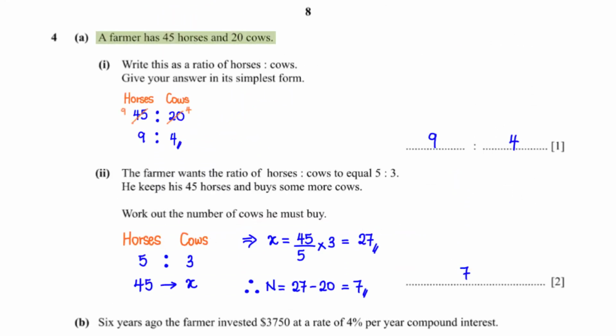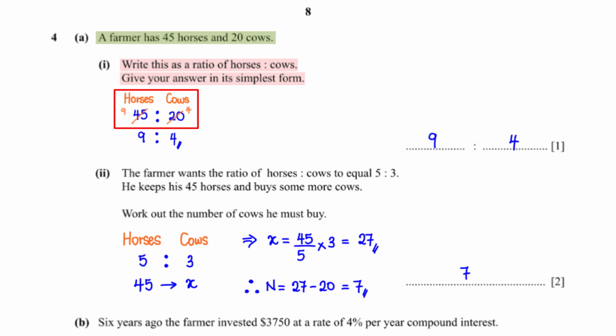A farmer has 45 horses and 20 cows. Write this as a ratio of horses is to cows. Give your answer in its simplest form. The number of horses is to cows is 45 is to 20.